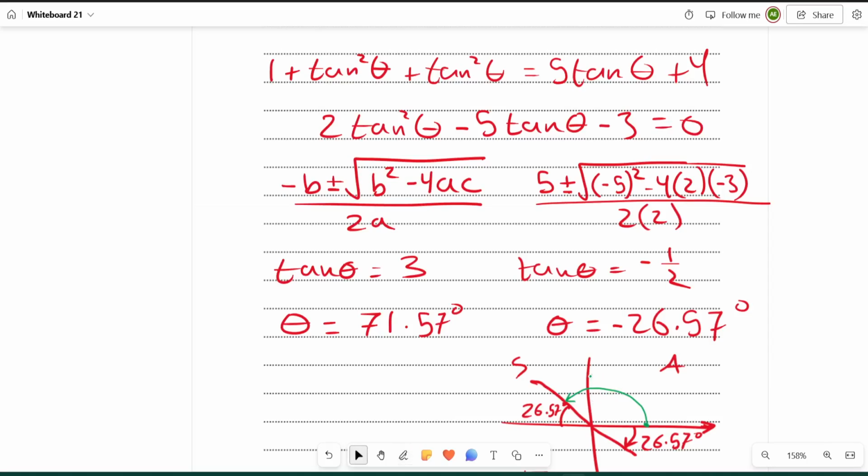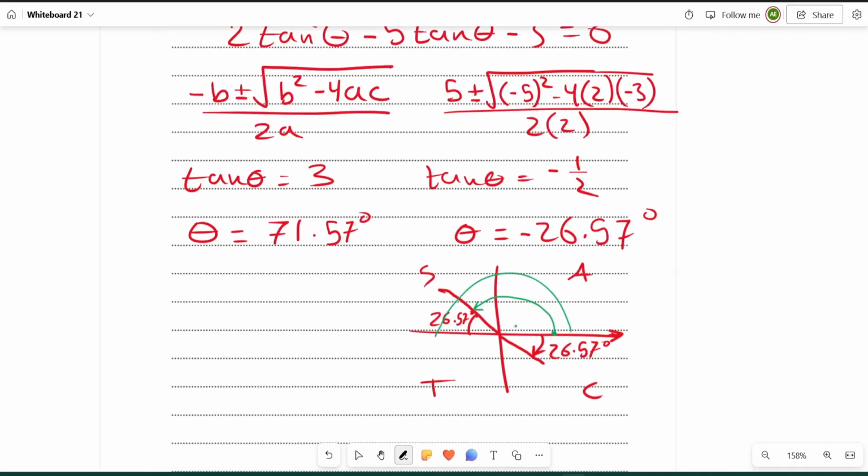So how much is this angle? I know that this whole thing is 180. So to find this angle, I need to subtract 26.57 from it. So theta is going to equal 180 minus 26.57. That is going to give me an answer of 153.4 degrees. And that is going to be the answer.